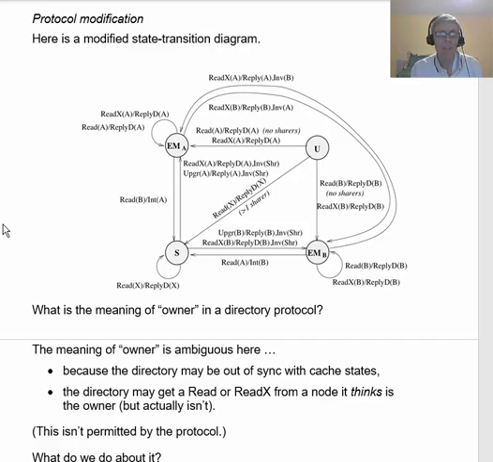What's an owner, by the way? Well, the owner is the node that the directory thinks has the right to modify the block. And there's only an owner if the block is in state EM, because if it's in state S, then nobody has a right to modify it. They all have it in read-only mode.